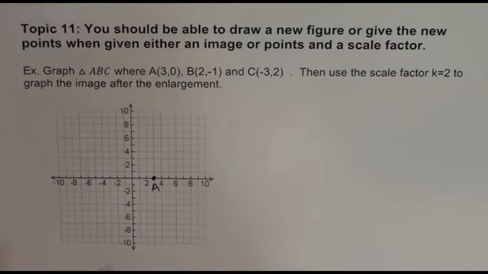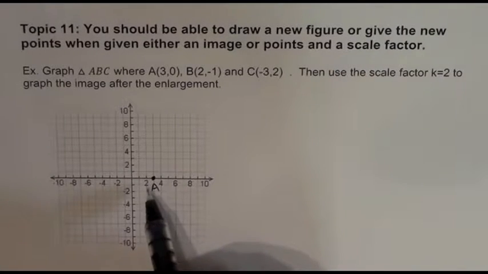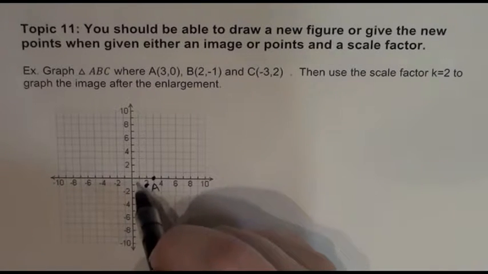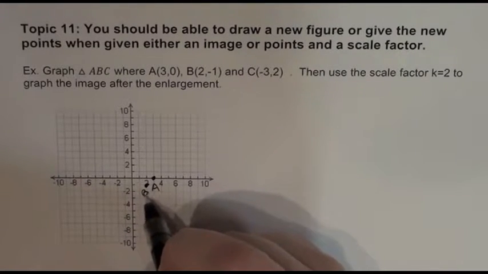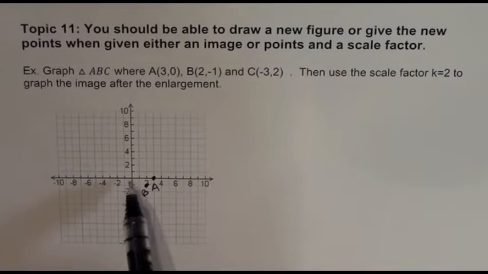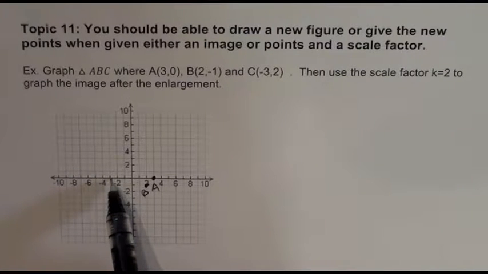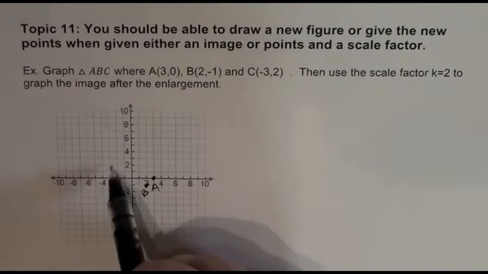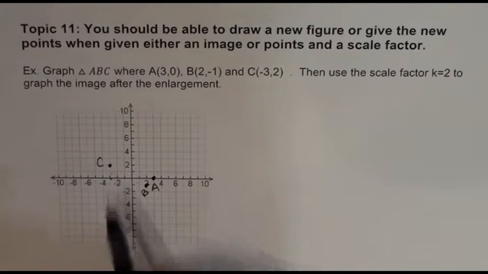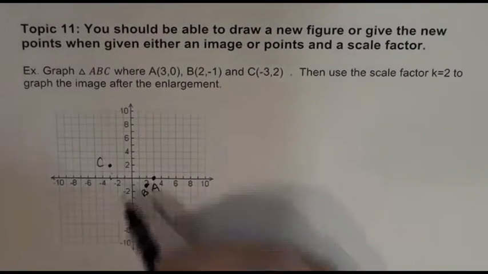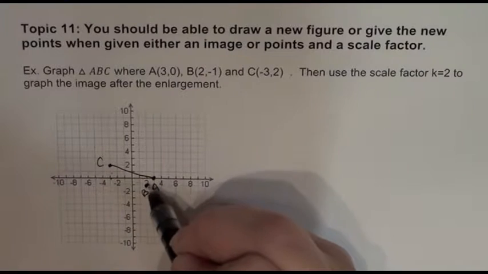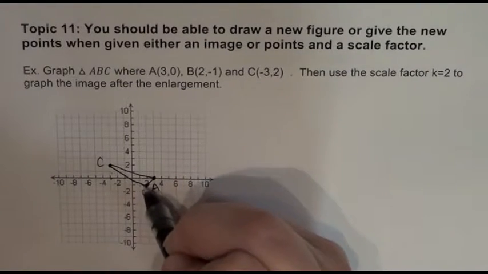Point B, (2, -1) means you go right 2, down 1 to get B. And point C is (-3, 2), that means left 3, positive 2 is up 2. Point C. And we get this shape here, triangle ABC.